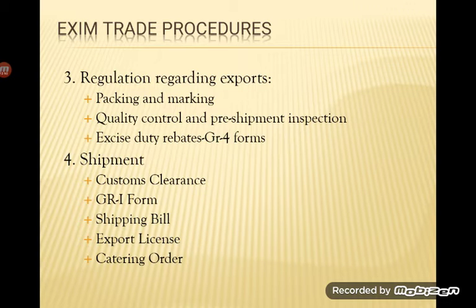And then the next one is quality control and pre-shipment inspection. The exporter has to arrange for the quality control and pre-shipment inspection in order to ensure the quality of the products is as per what they have indicated in the invoice. So he has to ensure that whatever quality he promised to deliver to the importer, the same standard, same quality is maintained by the exporter. So he has to undergo the inspection here, which is called pre-shipment inspection.